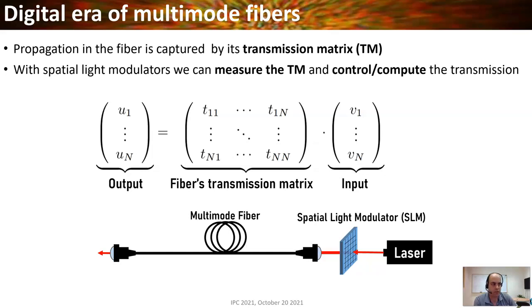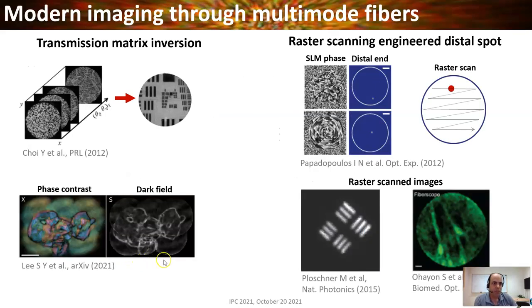and we can unscramble the output speckle and reconstruct the delivered images. We can use a spatial light modulator to measure the transmission matrix, and we can also use it to focus the light at the distal end of the fiber and then raster scan the object. Both of these approaches and many others have been widely studied over the past decade, showing remarkable achievements for a wide range of imaging modalities such as phase contrast, dark field, and fluorescence.